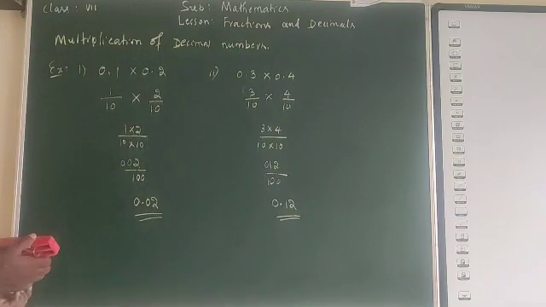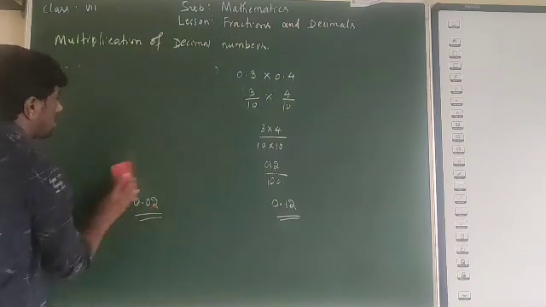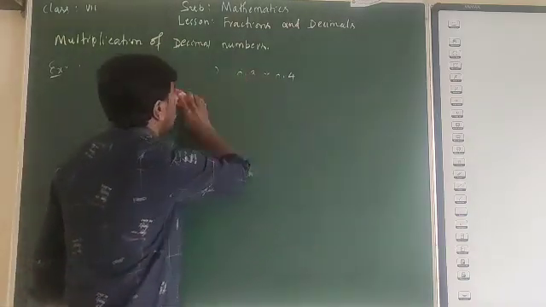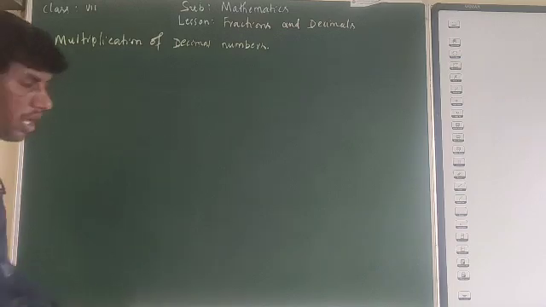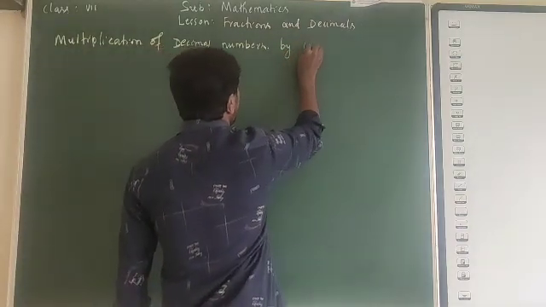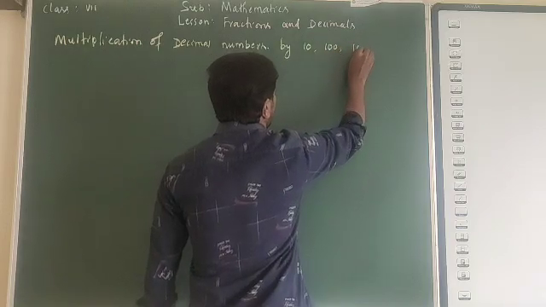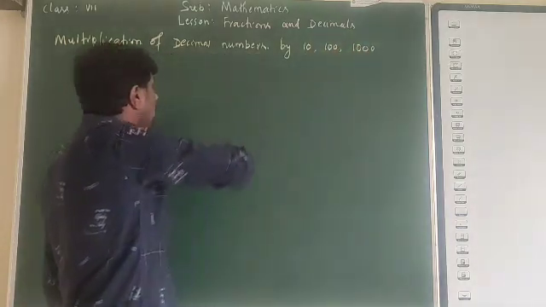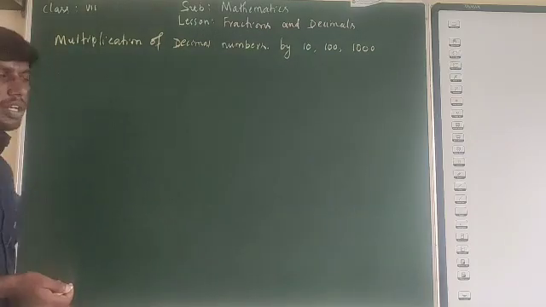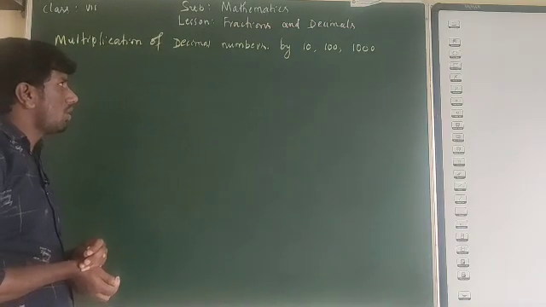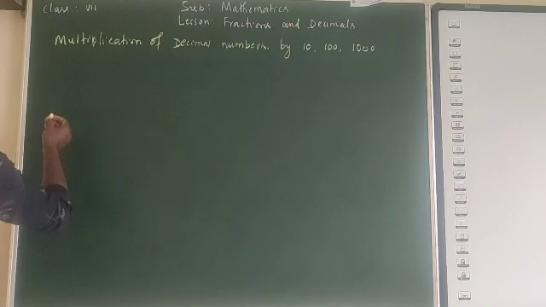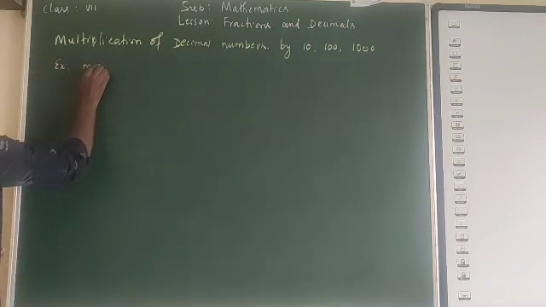So that is how to multiply two decimal numbers. Now the next concept: multiplication of decimal numbers by 10, 100, 1000 and so on. If I want to multiply by 10, 100 and 1000, what will be the answer? Okay, let's see the example.